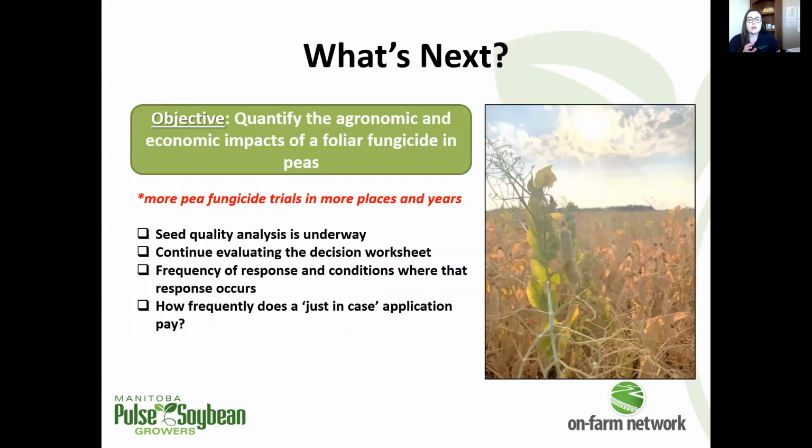When it comes to the future of our pea fungicide trials in the on-farm network, we'll continue to do more of these in more places and more years to investigate how the frequency of response and degree of significant and economic response changes under different growing season conditions. And we'll also continue evaluating that decision-making worksheet as well to see how that's performing under some different conditions and in different regions and different years.